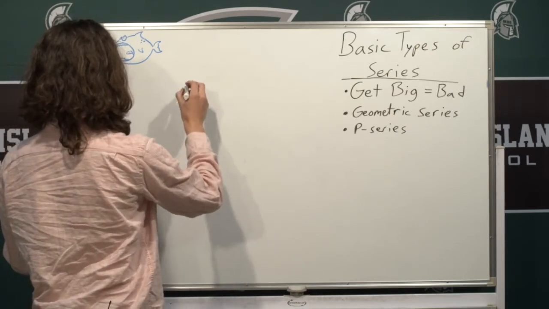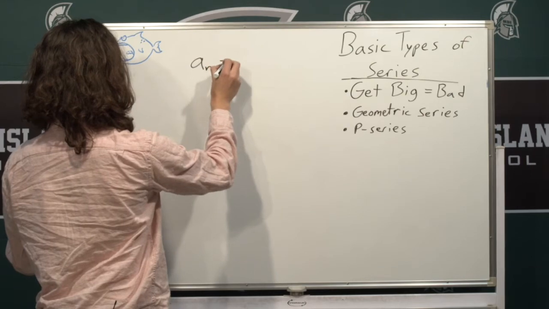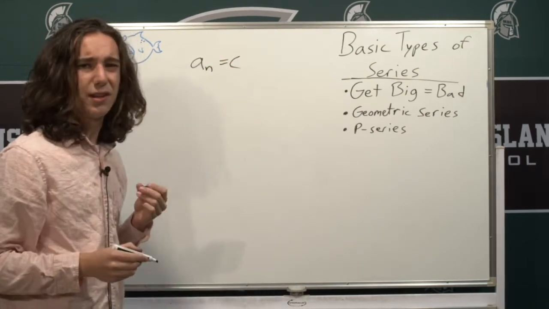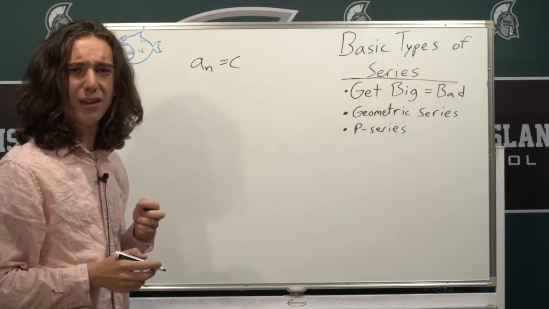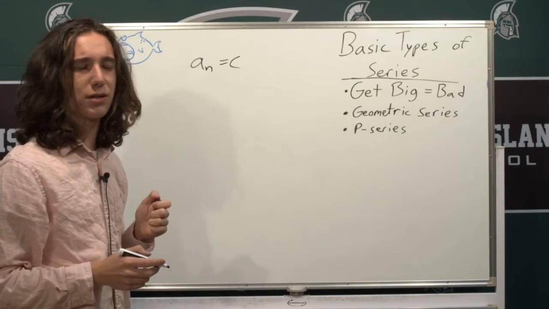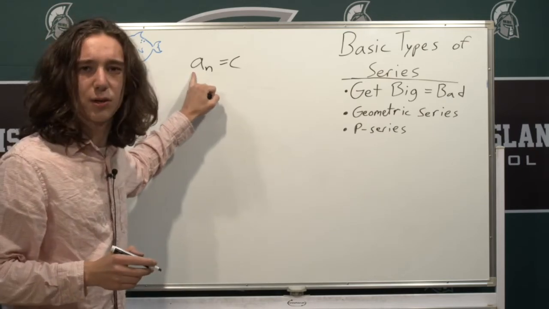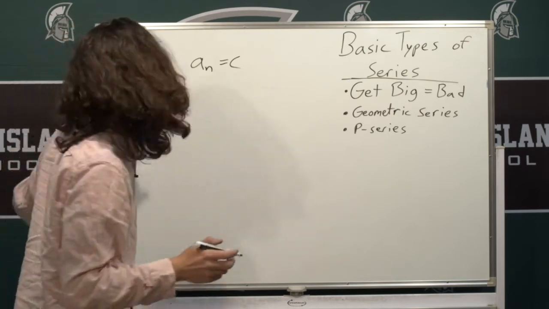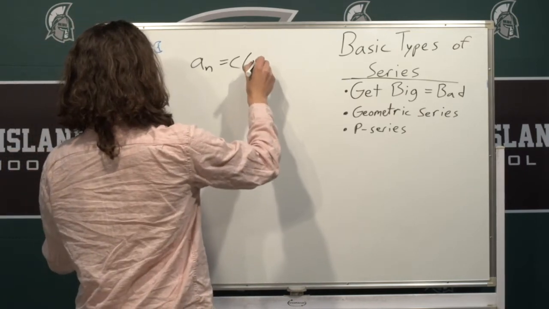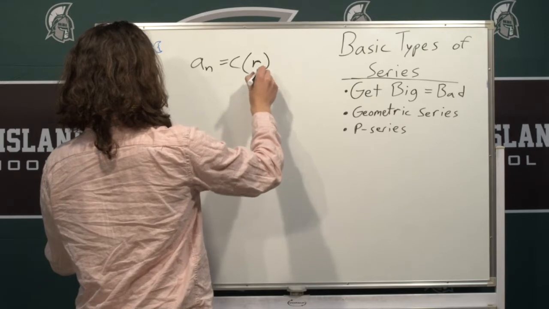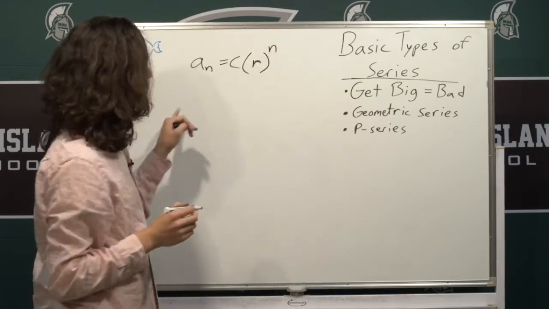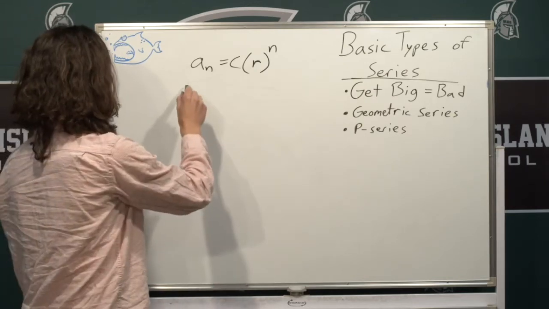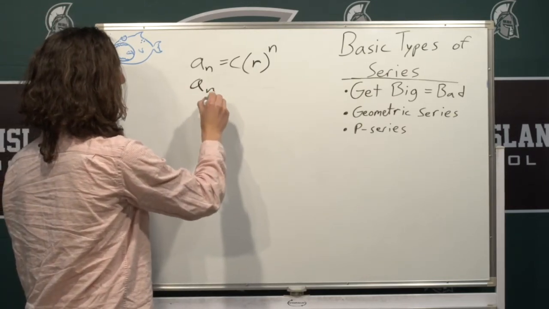Our a sub n is going to look like some constant. I'm going to call it c. They sometimes call it a in calculus resources, but I think that's confusing because we often call the series a. So I'm calling this constant c because constant c makes a lot of sense to me. It's c times some constant ratio r raised to our nth power. And that looks kind of complicated, but really what it'll be is like an example.